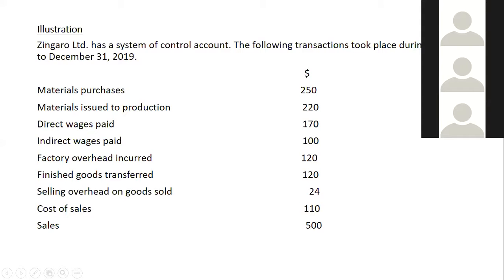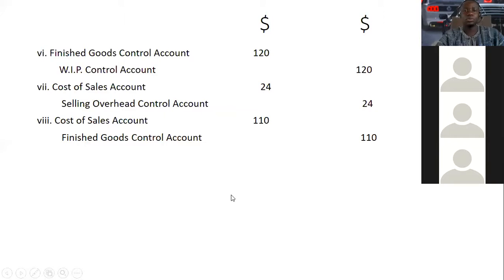All right. So the next one is selling overhead on goods sold. Selling overheads on goods sold will be debited with the amount which is $24, and then selling overhead control account will be credited. That is it. It's as simple as that.